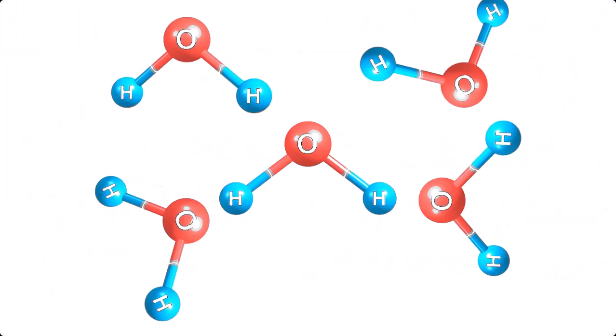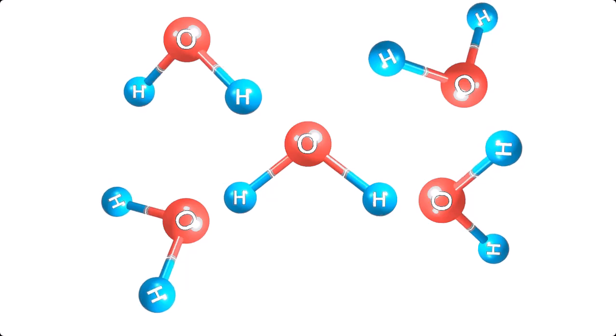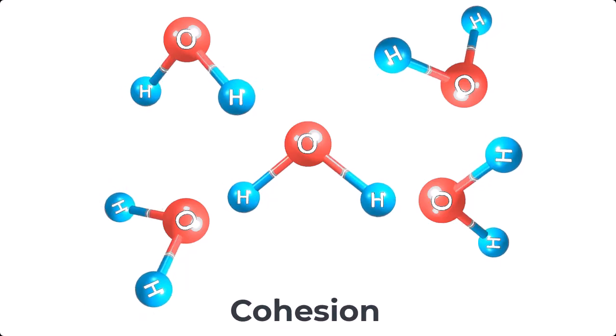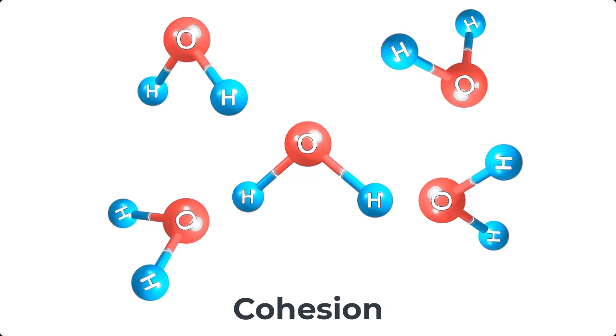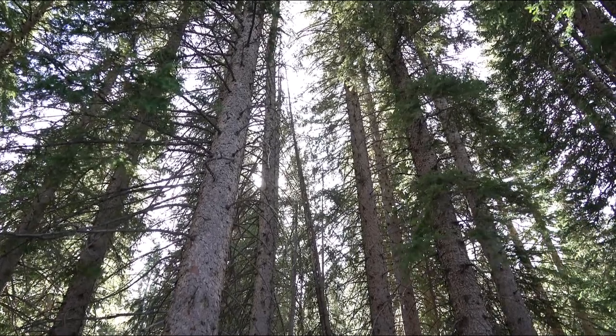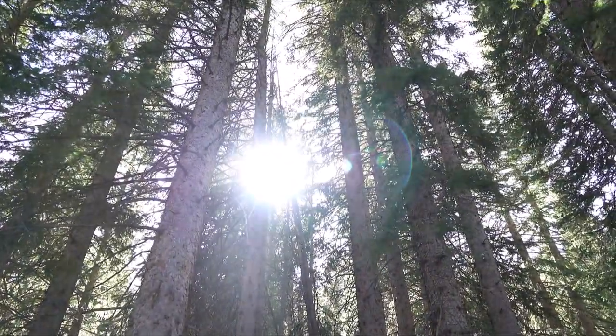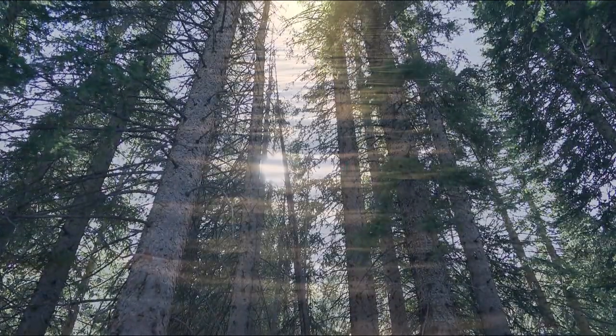Water molecules stick together as a result of hydrogen bonding. This tendency of molecules of the same kind to stick together is called cohesion. Trees, for example, depend upon cohesion to help the transport of water from their roots to their leaves.